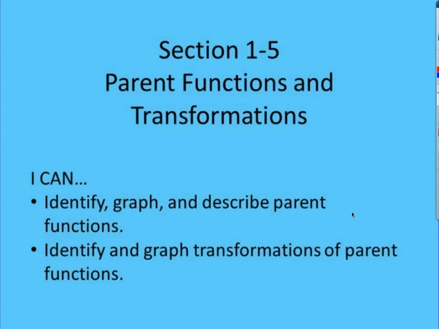This is section 1.5, part B, parent functions and transformations. Your I can statements for this section: I can identify and graph and describe parent functions, and I can identify and graph transformations of parent functions.